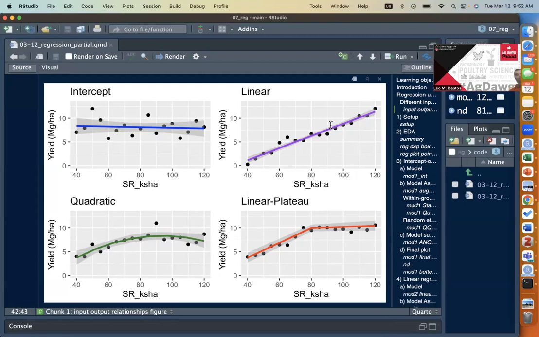So remember, we're working with biological systems, right? Biological systems all have limits. Does this model mean that if I keep increasing my seeding rate to infinity, I will increase my yield to infinity? Probably not, right? There is going to be a biological limit here. When I see this type of relationship, what comes to my mind is that the levels that I selected for my seeding rate were not high enough for me to achieve that biological limit, right?